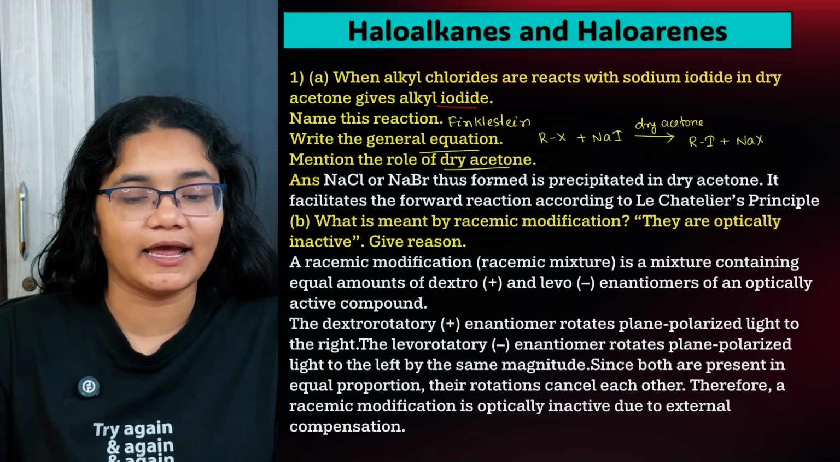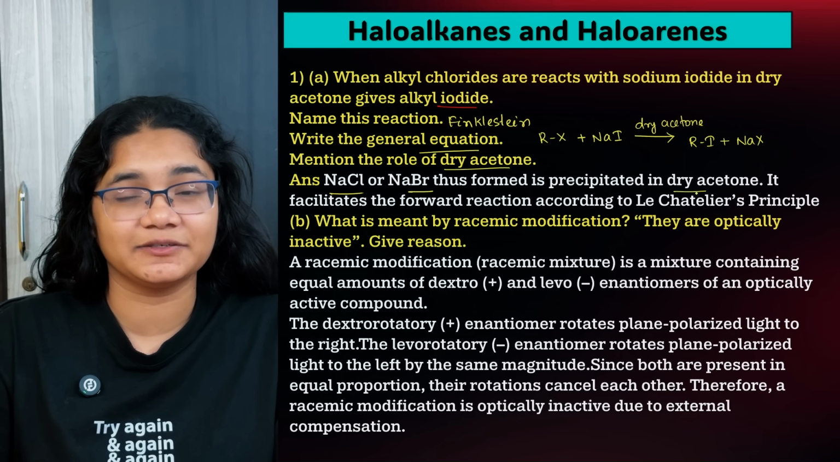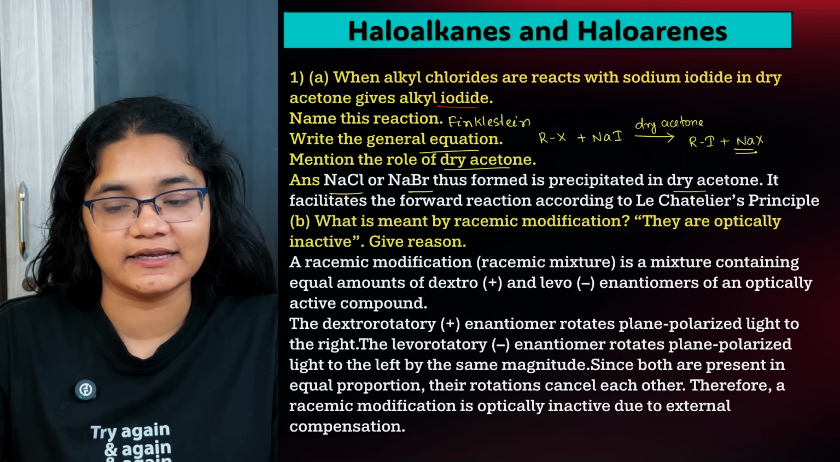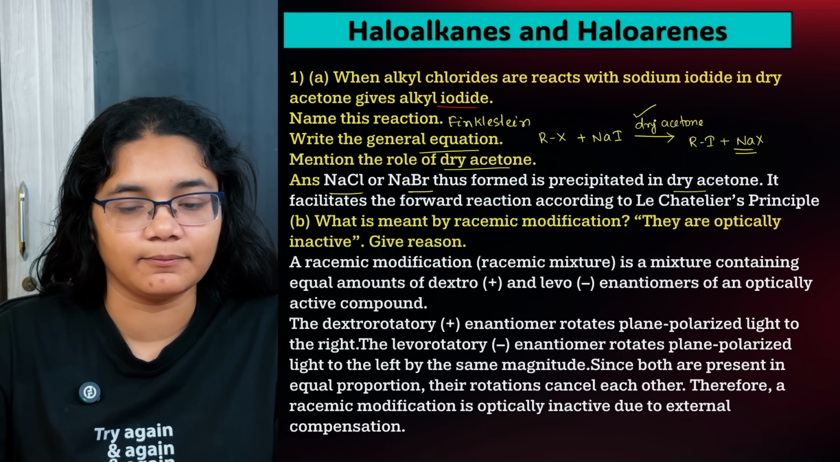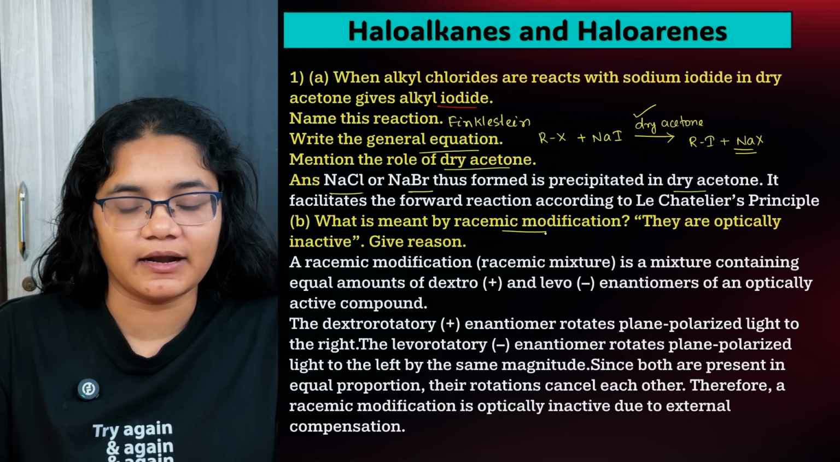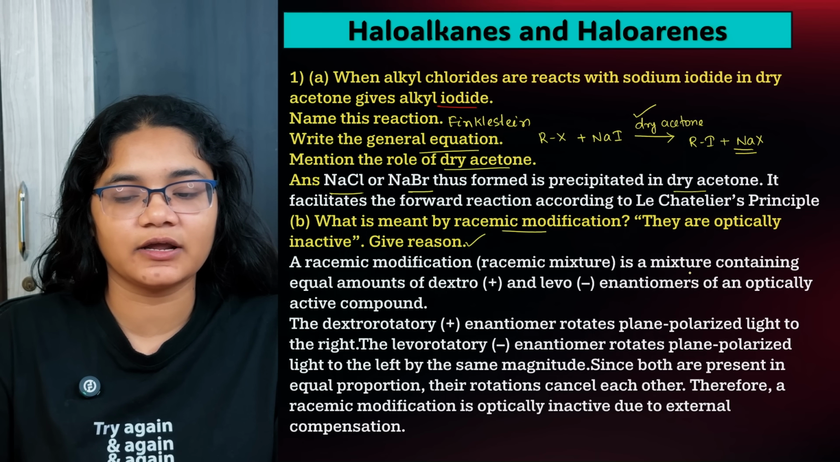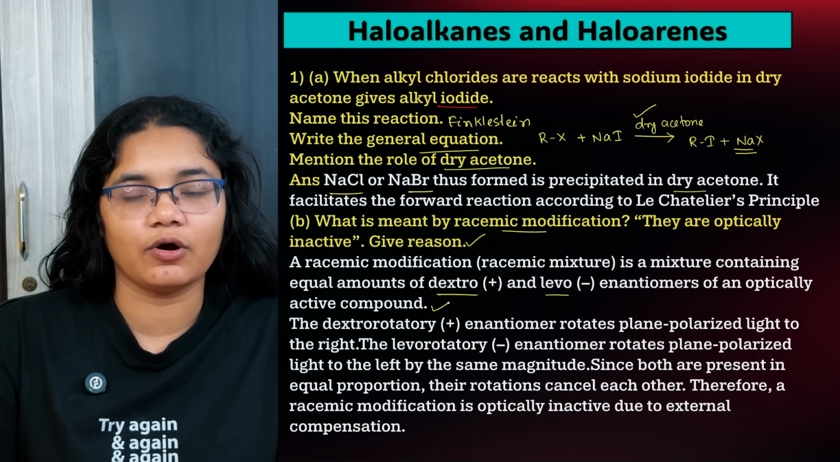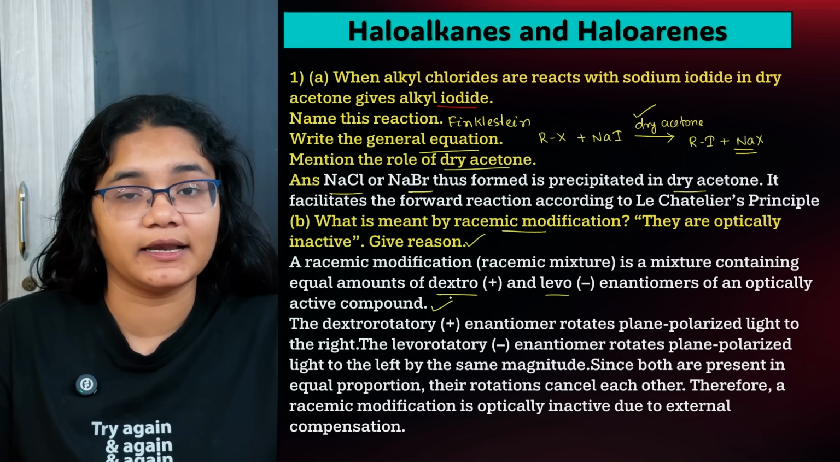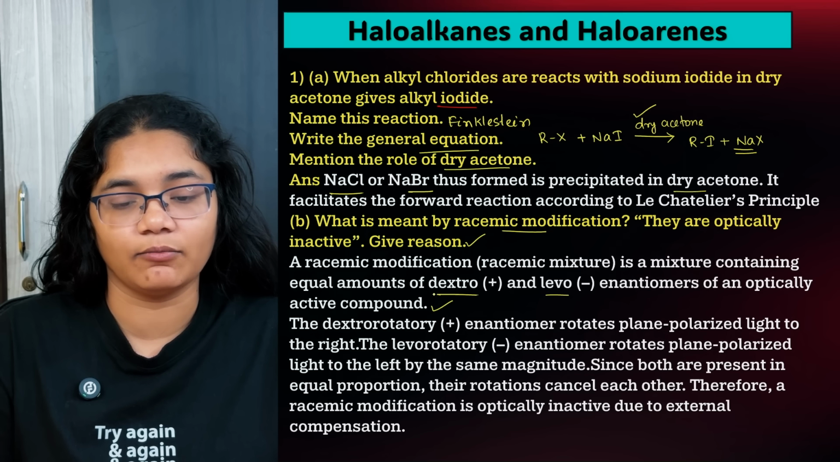Now, what is the role of dry acetone? The NaCl and NaBr thus formed are precipitated. So whatever NaX is formed, its precipitation is taken care of by dry acetone, so it is important. Next is, what is racemic modification, and why are they optically inactive? Give reason. The mixture which contains both the enantiomers of an optically active compound in equal amount is called a racemic modification.